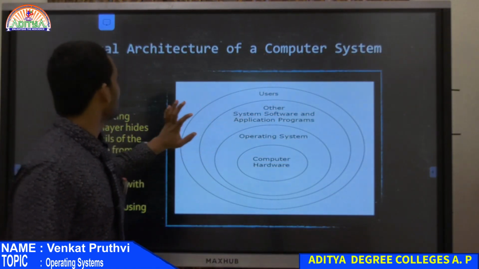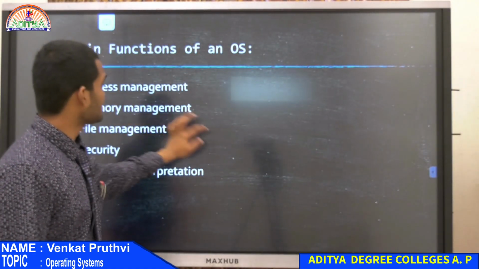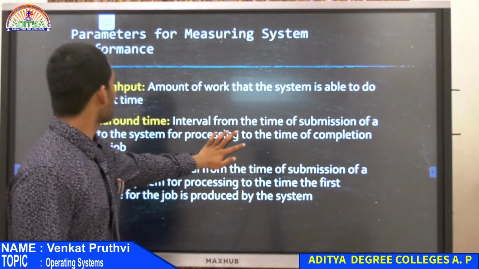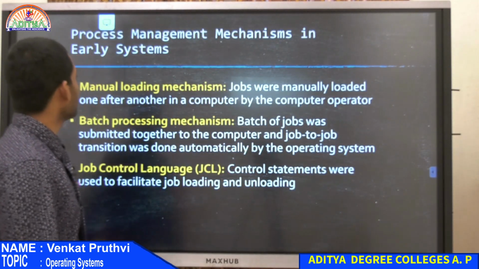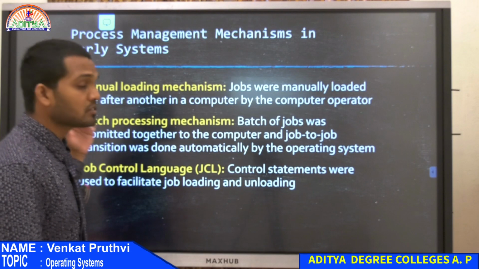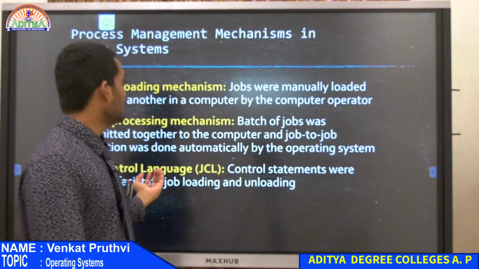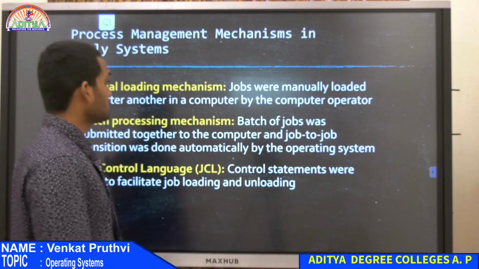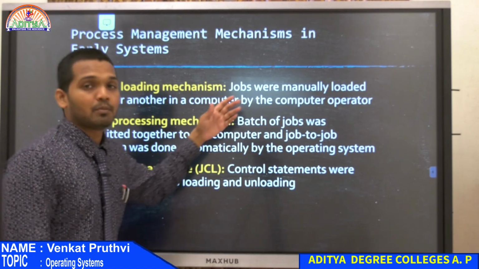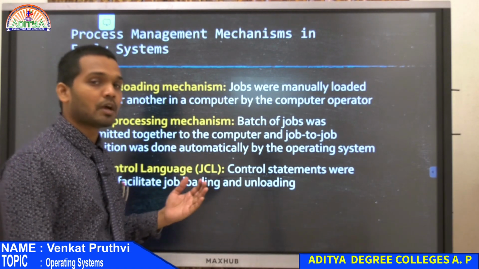We were discussing the logical architecture of the computer system, and then we started with process management. We also saw the process management mechanisms in early systems. We discussed how they used to manually load the operations one after the other into the computer system, with the help of a computer operator, a human who did these actions manually.